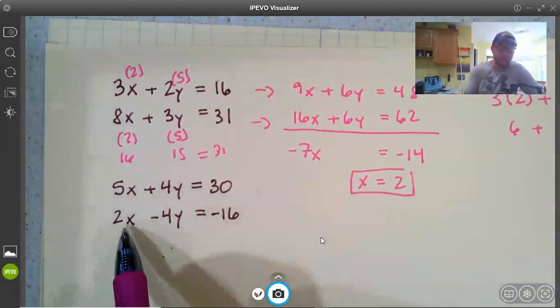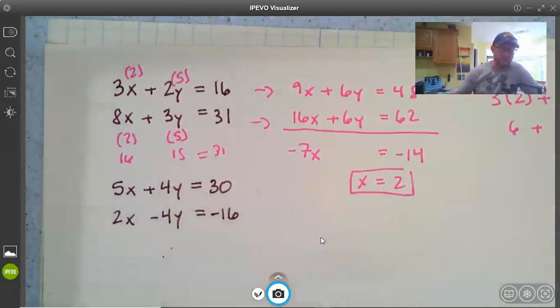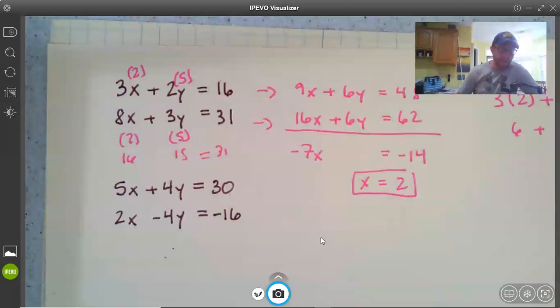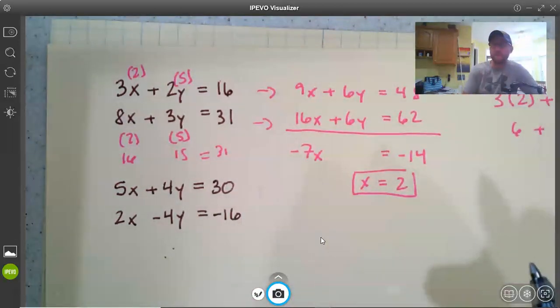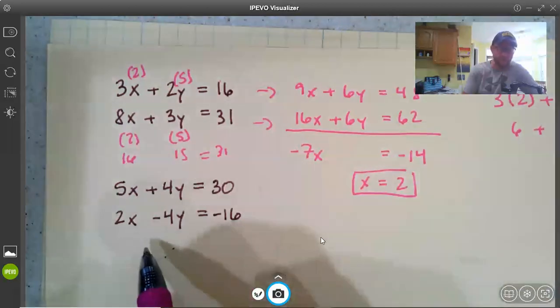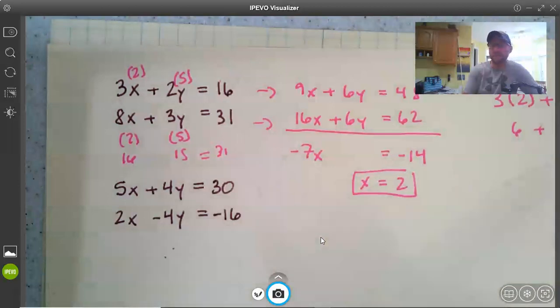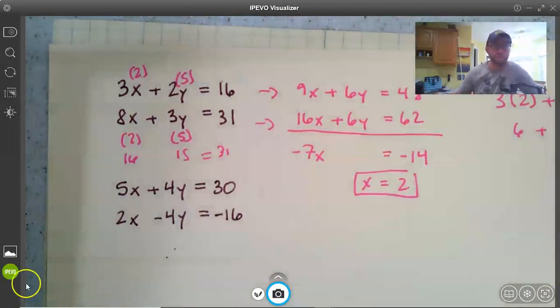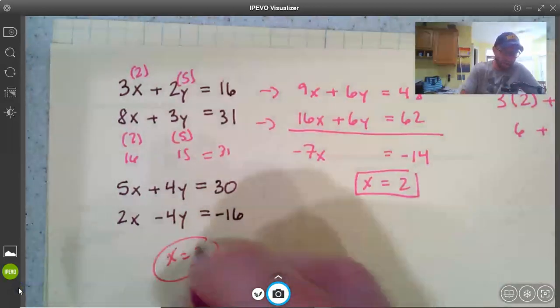If I add together over here, I'm going to get 7x. And over here, 30 plus negative 16 is going to be 14. I'm going to get 14 over here, and 7x over here. So 7x equals 14. x is going to be 2. So I can just write down x equals 2.